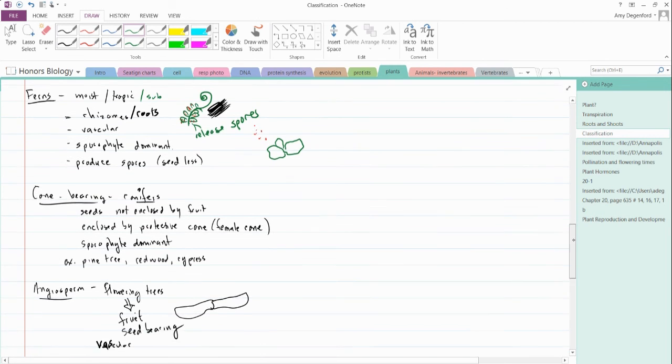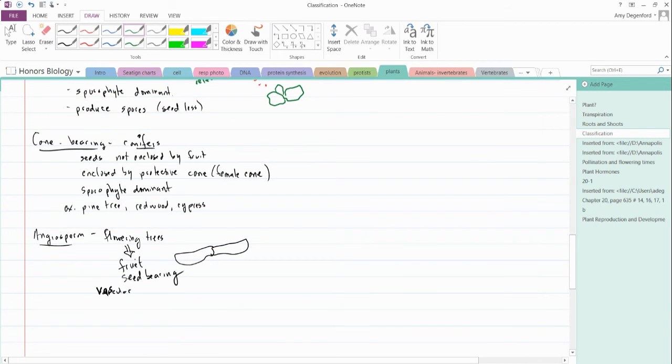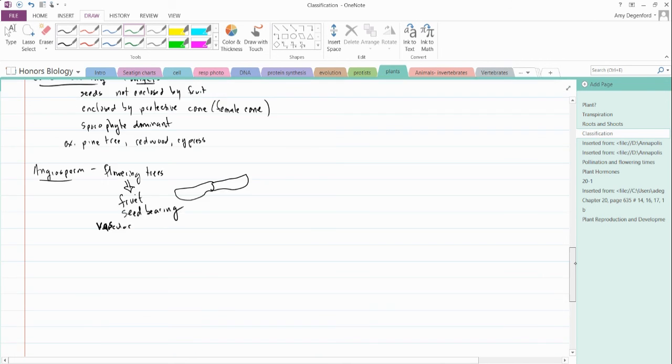Now the conifers, the cone-bearing plants, the seeds are not enclosed by the fruits. They're enclosed by a protective cone, a female cone. But then there's also the male cones that are producing the pollen. It's sporophyte dominant, and so are the angiosperms. What we do start seeing is that you can't even see the gametophyte unless you brought out a microscope and examined certain parts of the sporophyte. So we're really seeing the gametophyte being enclosed within these adult trees, the sporophyte. And that gives you an idea of what we're looking at.